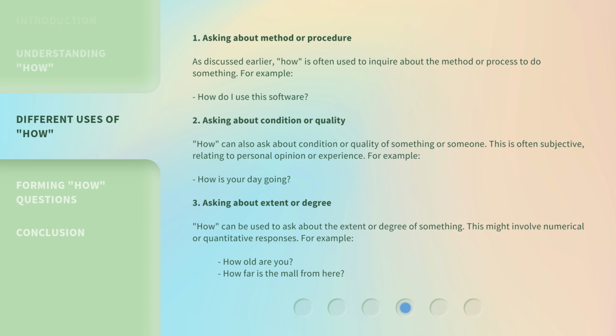3. Asking about extent or degree. How can be used to ask about the extent or degree of something. This might involve numerical or quantitative responses. For example, how old are you? How far is the mall from here?